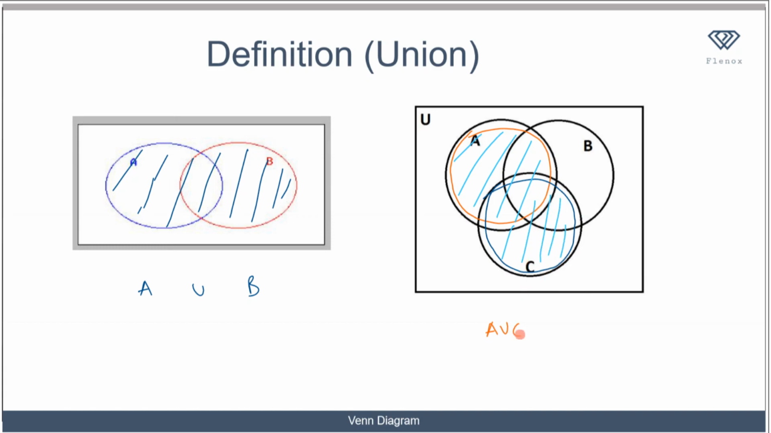How about A union C union B? Now it contains all elements within A, B and C. So I have to shade through everything. A union B union C, as represented by the green part, is given as this: all elements within A, B and C.